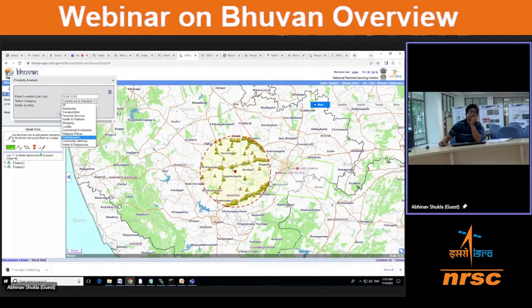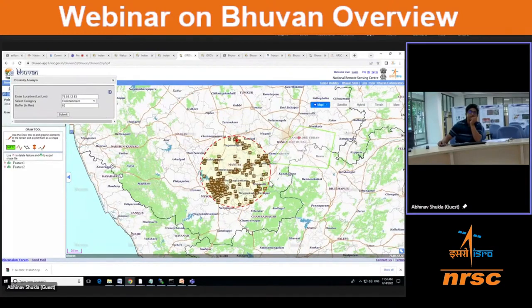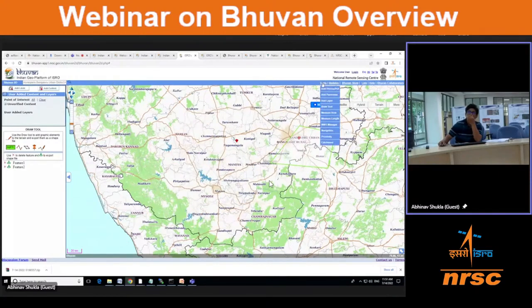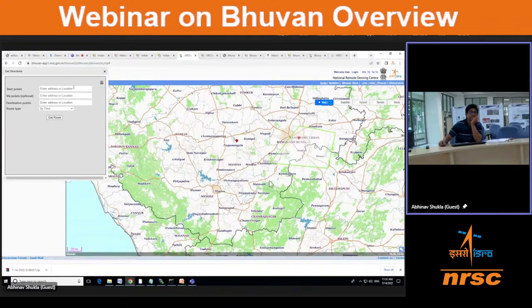If I change the category, suppose I make it entertainment and submit again, I will get the entertainment centers. I can increase the buffer also. Within this buffer, we can get the details like this. Next, I will go to the navigation. Navigation is basically, if I give an address start point, suppose I give a start point, I want from here.